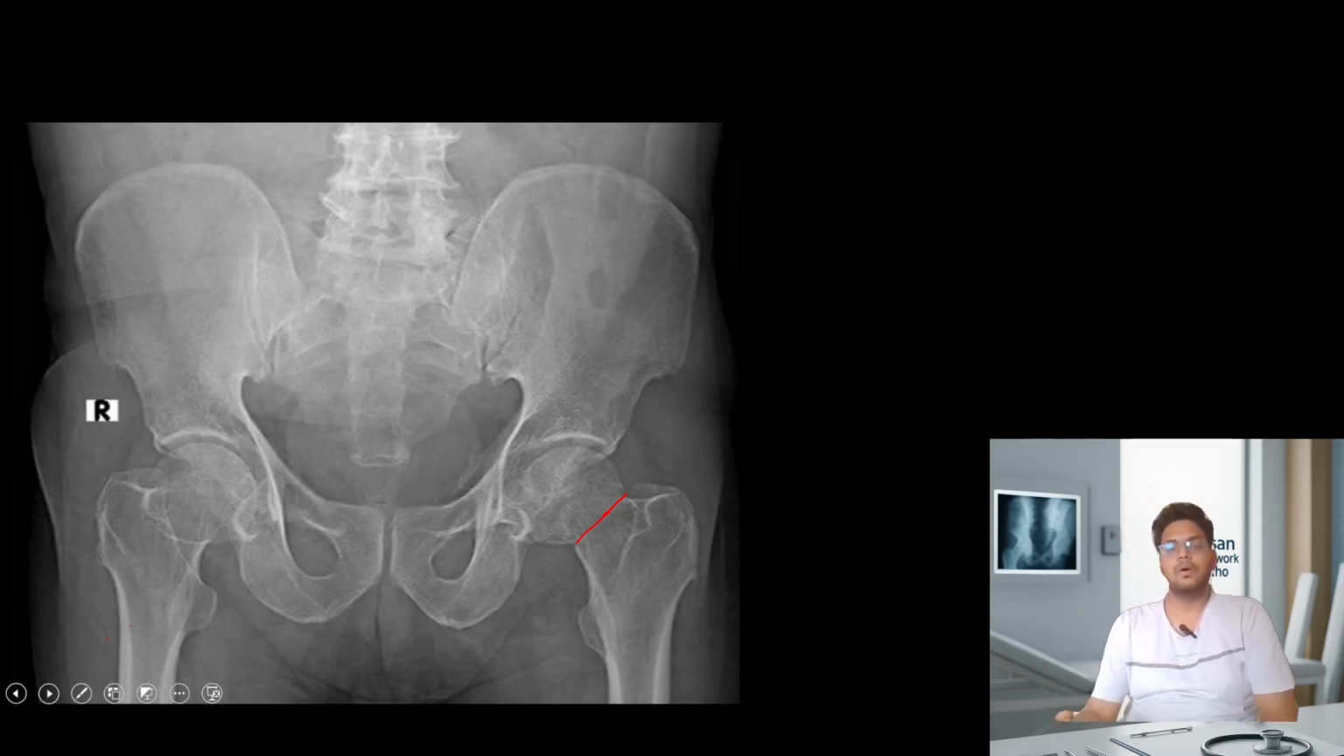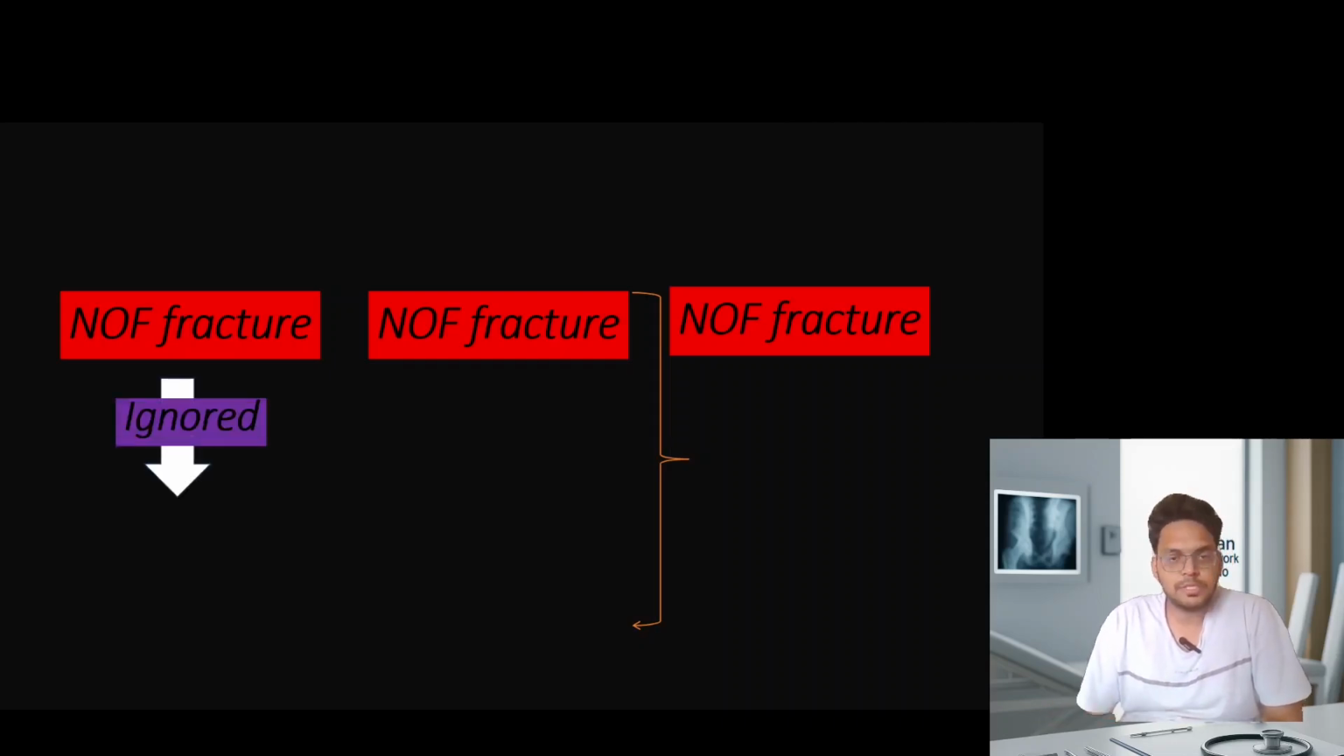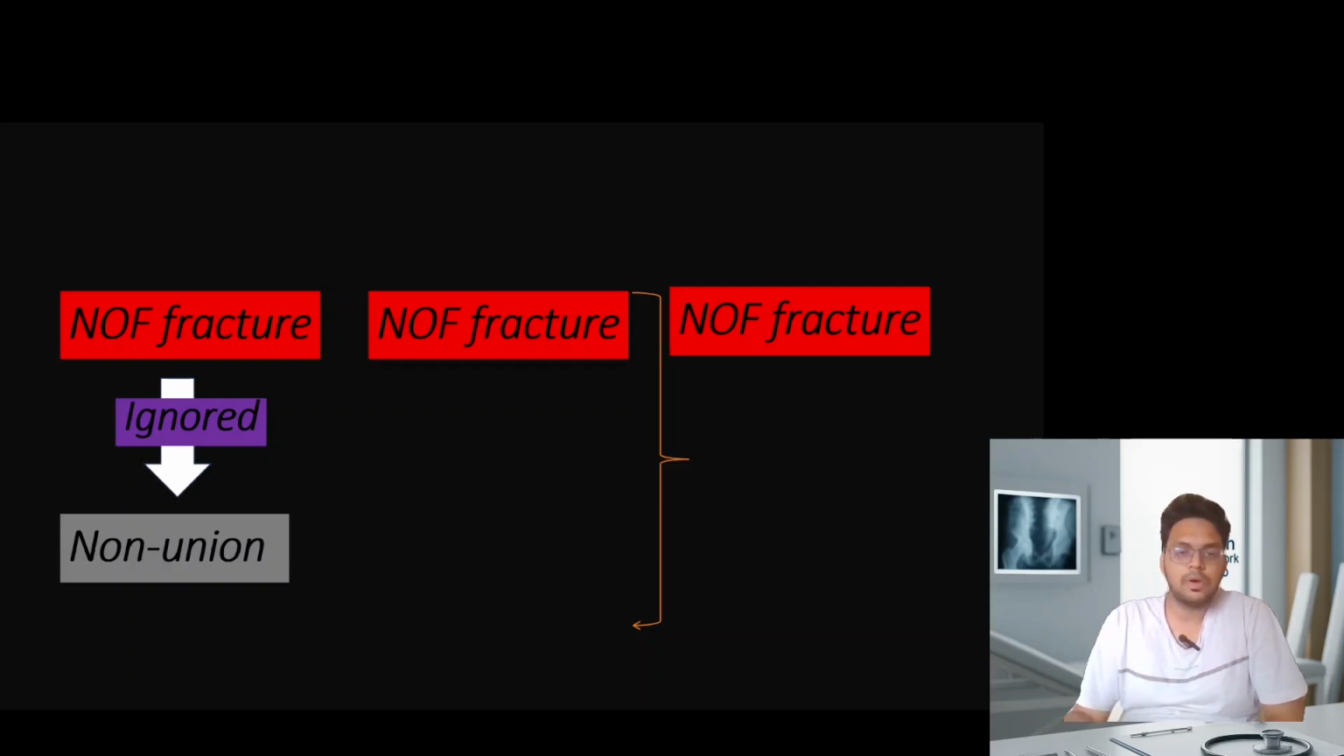Now, what do you think we should do and what do you think will happen? There are three scenarios. One is the patient ignoring it. If the patient ignores it, do you think the fracture will unite by itself? Anyone? What do you think? Will it unite? No, it will not unite. It will go into a non-union, right?